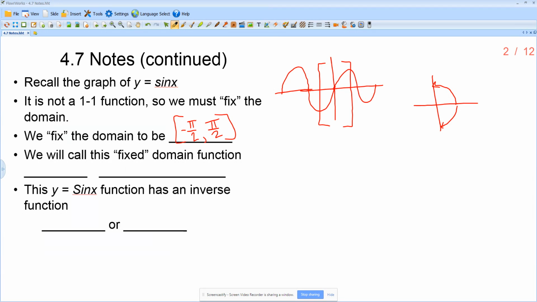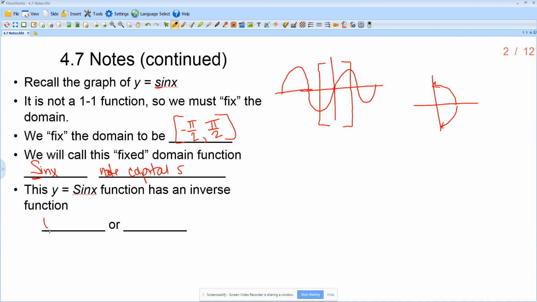We call the fixed domain Sine x. Doesn't that seem so different? What you have to note here is the capital S. So sine just written like this, regular sine. Sine written like this means the domain has been restricted to this, even if not stated. So this y equals capital S Sine x function has an inverse function because it has been restricted and is one-to-one.